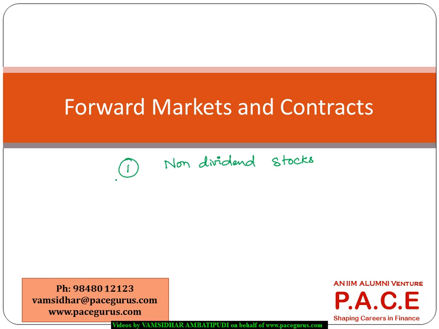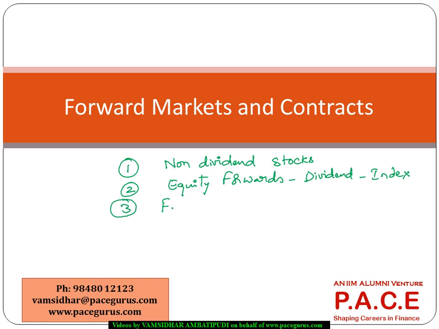We would also look at equity forwards, meaning the forwards on equity contracts, probably where dividend plays a role, and also we will look at the contracts on equity indexes. Similarly, we would look out for fixed income forwards, forwards on fixed income securities, again where coupon is involved, and similarly we would look at the forward rate agreements, FRAs.